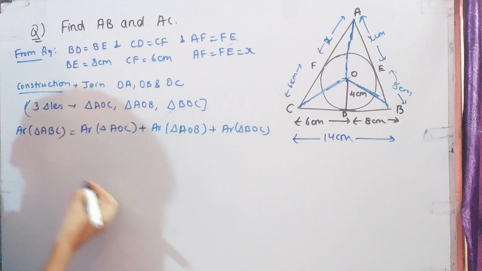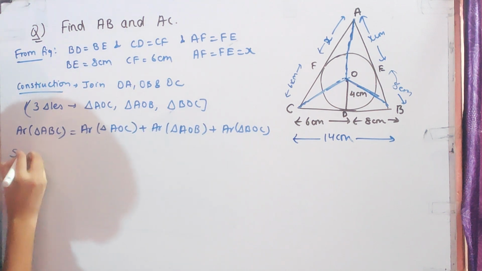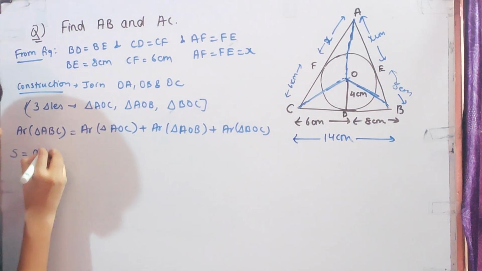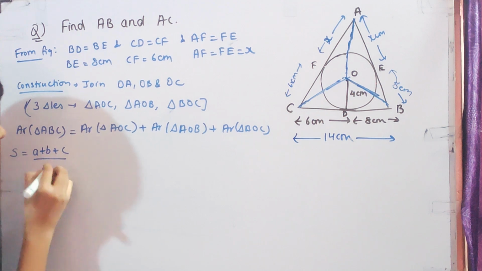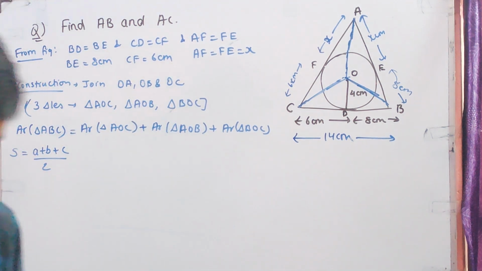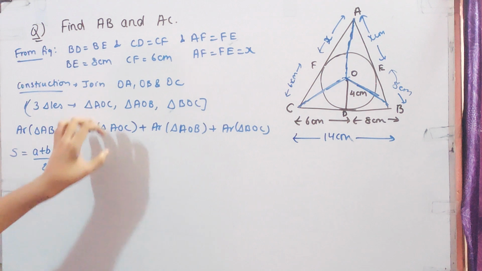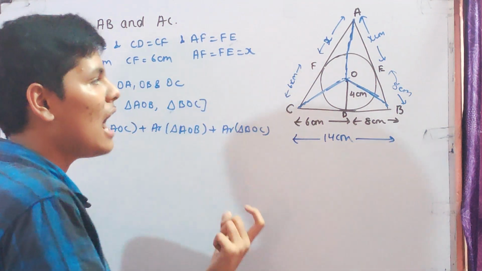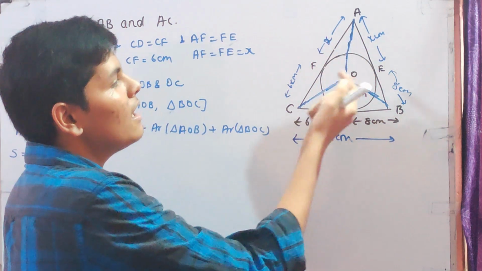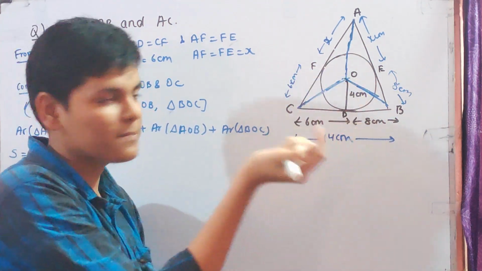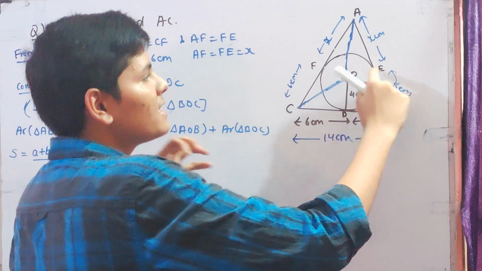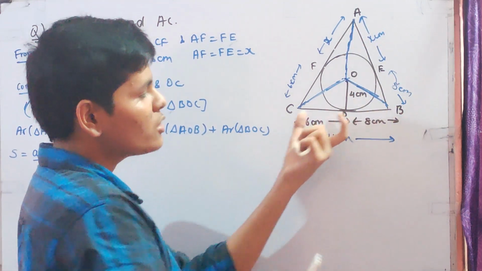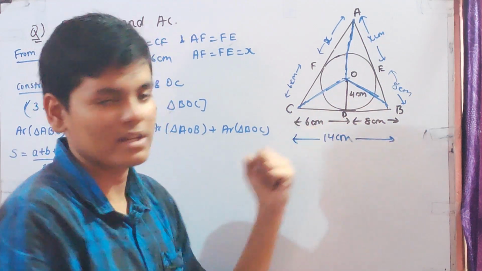Now using Heron's formula, we have to find the semi-perimeter. Semi-perimeter is A plus B plus C by 2. The question is, why are we using this Heron's formula? Because, see, we know the area of triangle AOC. We can find it. How? Half into base into height. Half into base, which is 6 plus X, and the height is the radius, okay? Radius is the height. Here also, height is the radius and the base is X plus 8. Here also, the height is 4 cm and the radius is 14 cm.